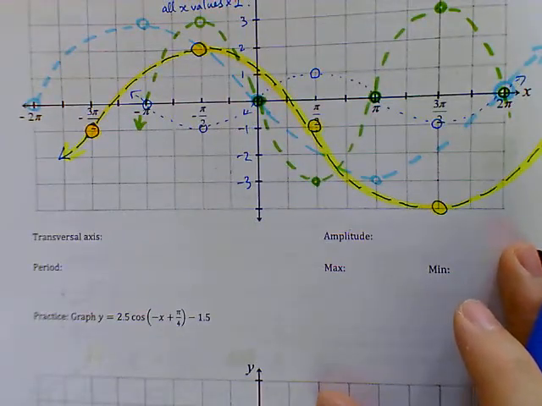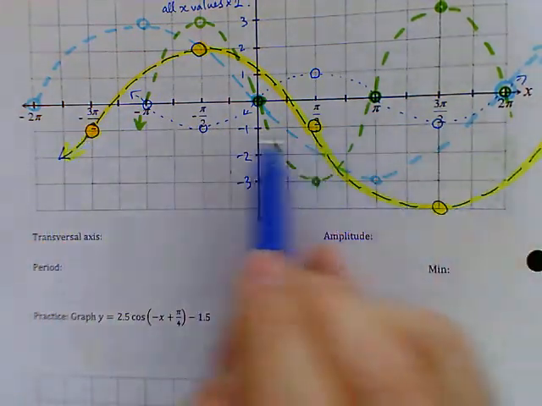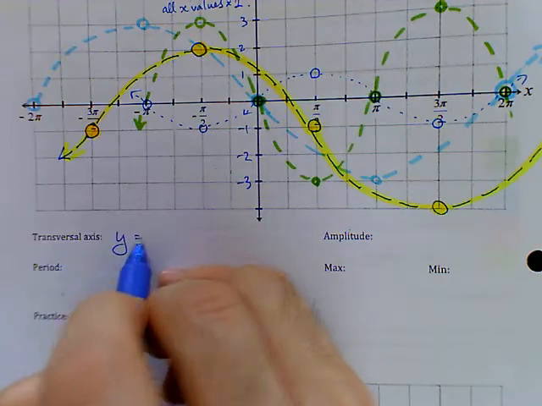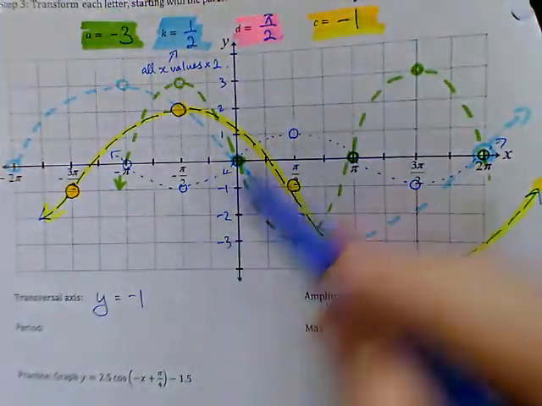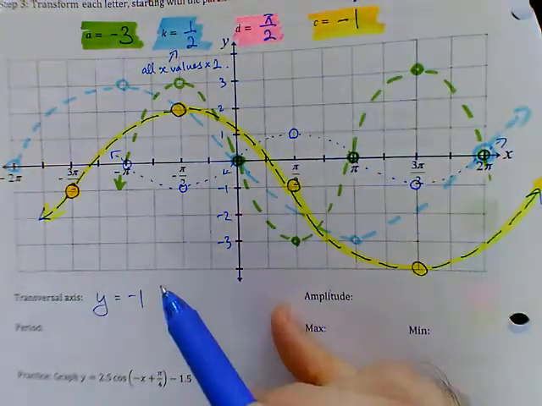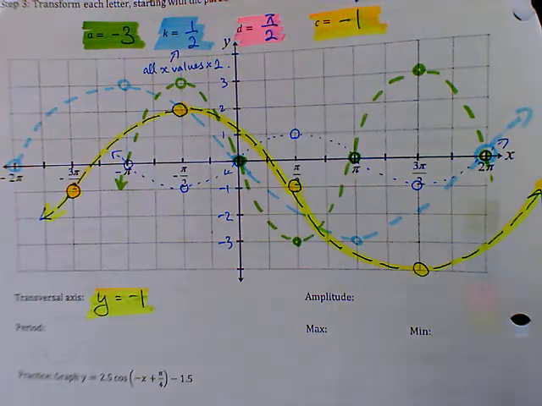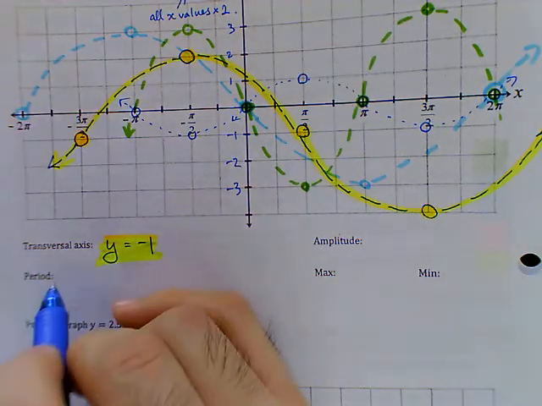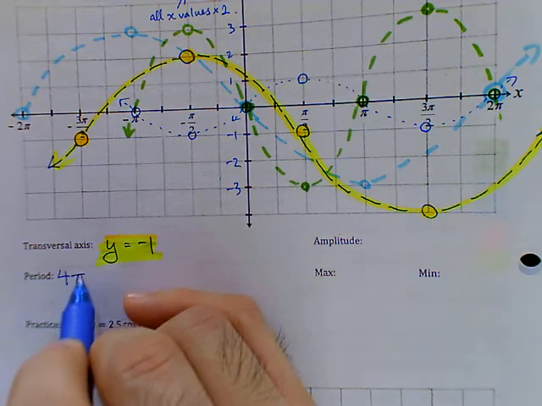Transversal axis. Let's talk about this. What is a transversal? What is the midline of this yellow curve? Yep. -1. Interesting. Coincidence? Okay. Anyways, period. Double. 4 pi. Right?